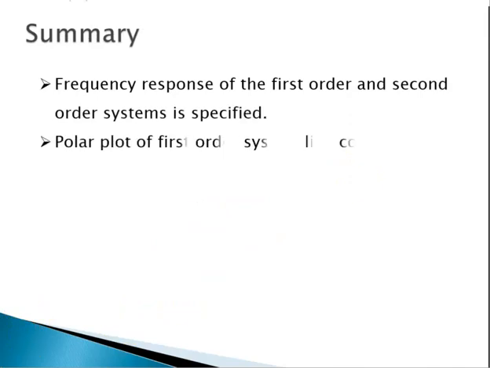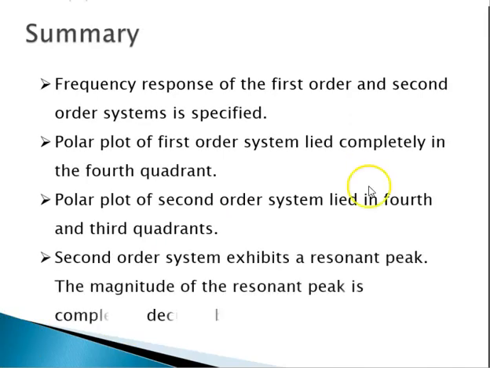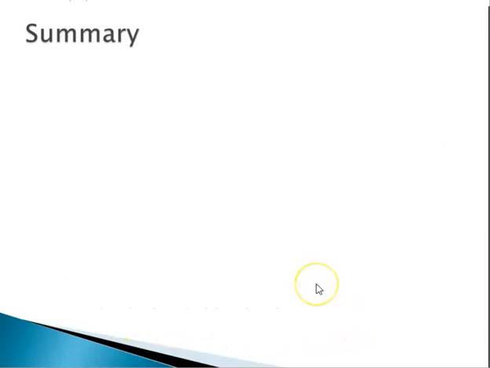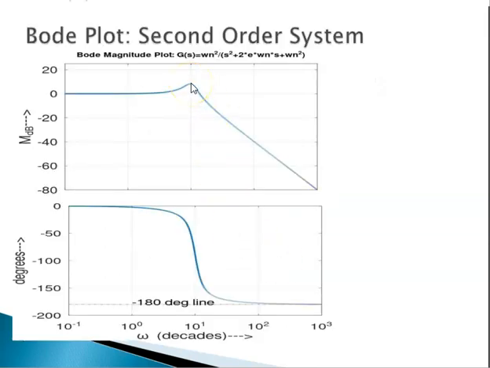So in summary, we have seen the frequency response of first order and second order systems. The polar plot of the first order system lies completely within the fourth quadrant, but part of the frequency response for the second order system comes into the third quadrant as well. The second order system exhibits a resonant peak, and the magnitude of the resonant peak is completely decided by the damping ratio. Just to see what that resonant peak is, you can see this is the resonant peak.